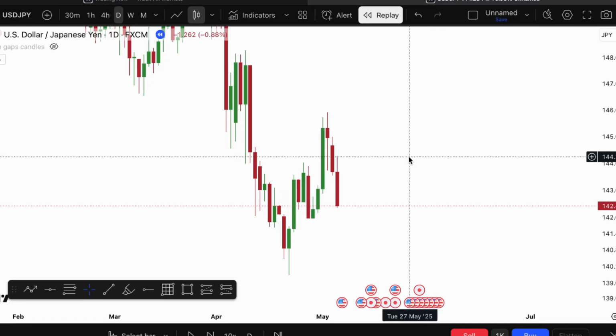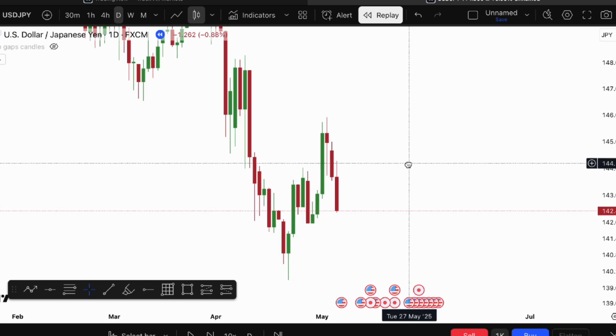Welcome back to another breakdown, and let's get right into it. So first, we need to identify the direction of the market.